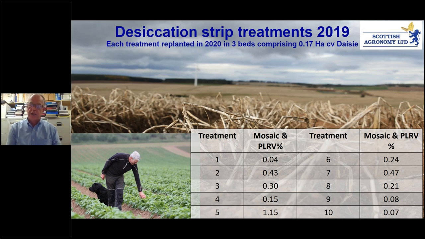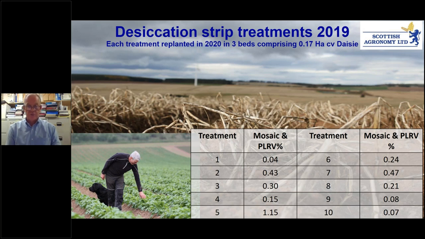Going back to 2019, we had 10 different treatments, you'll see there from the box, running from 1 to 10. And the level of mosaics and leaf roll when that material was planted back, each in 0.2 of a hectare this springtime, was inspected and it was rogued.